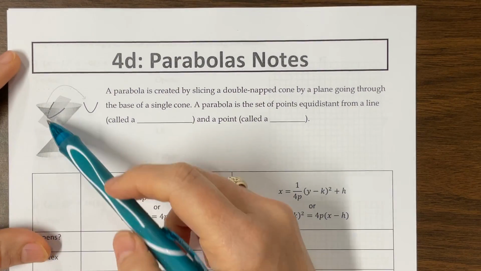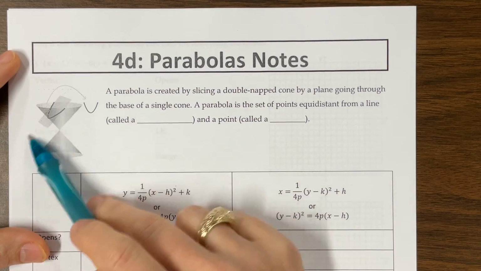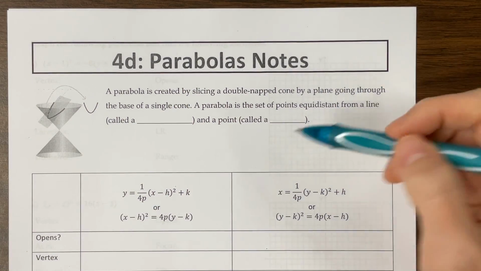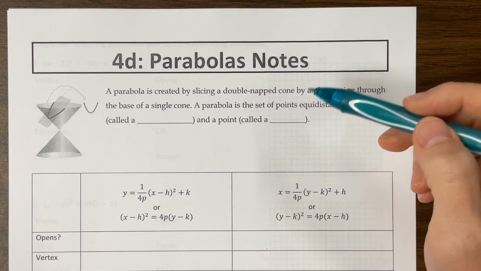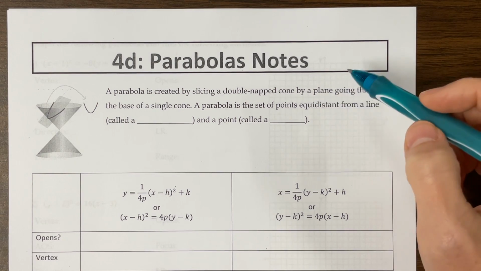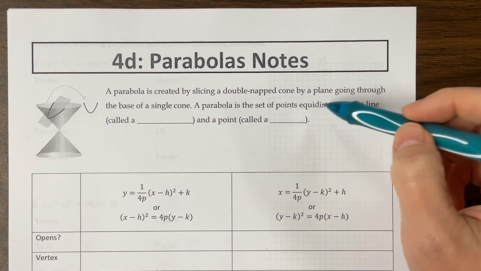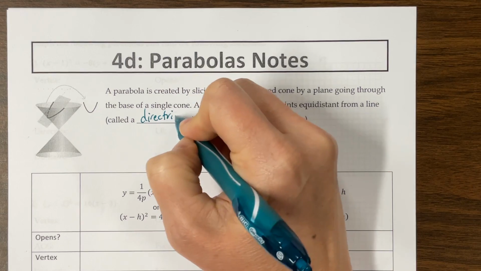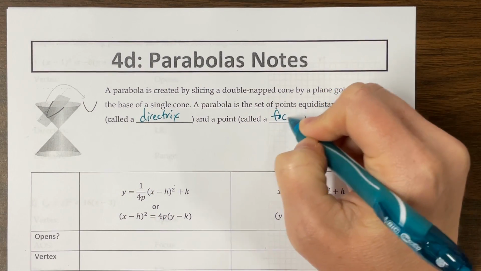So with the parabola, we've taken our cone and we've sliced it at an angle where we get just this one little piece. A parabola is created by slicing a double napped cone with a plane going through the base of a single cone. A parabola is the set of all points equidistant from a line called the directrix and a point called the focus.